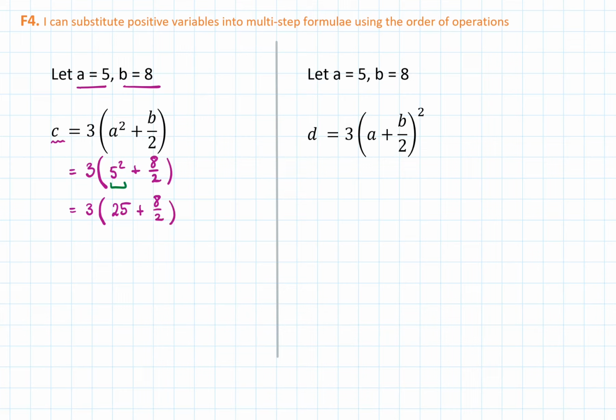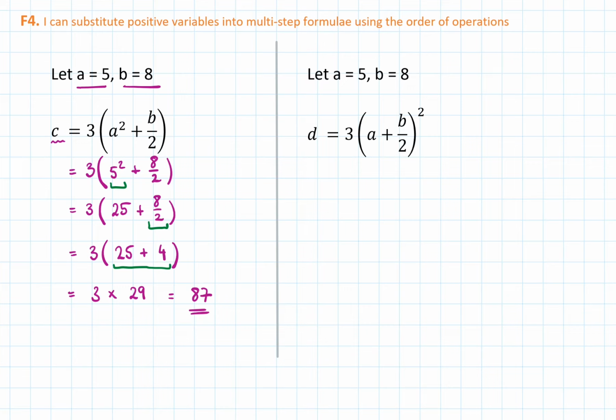The next thing to do is the division. Remember that fractions and division are the same thing, so 8 over 2 is 4. So we can rewrite this as 3 bracket 25 plus 4. Now we need to do what's in the bracket, which is 29. So we end up with 3 multiplied by 29, which is 87. And that is the value for C.